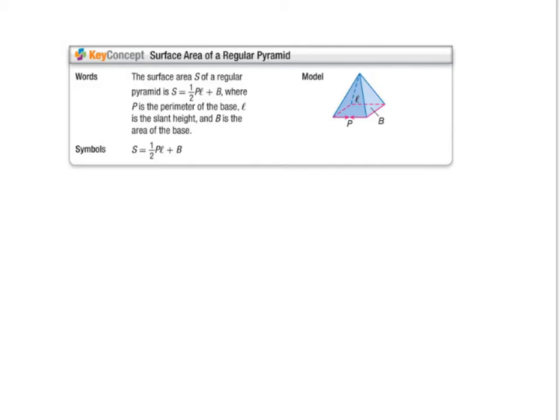Okay, we're going to derive a formula for the lateral surface area of a regular pyramid. And again, we'll show you this in class, but it's really not that hard to figure out. The lateral surface area is going to be 1/2 times the perimeter of the base, and I'll show you why, times the slant height, and that's the cursive L there. Plus we have the area of the base for our total surface area.